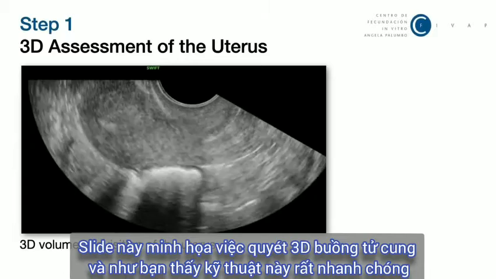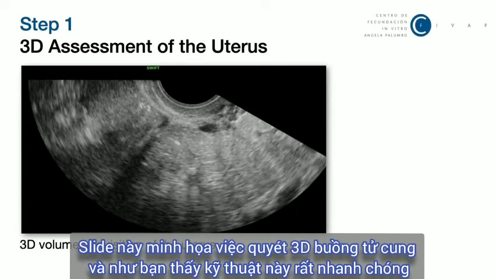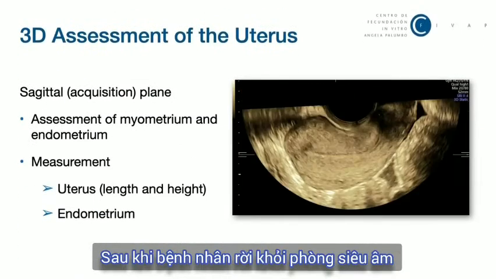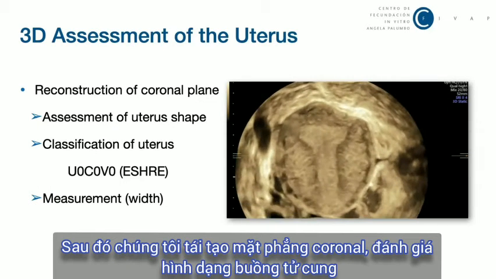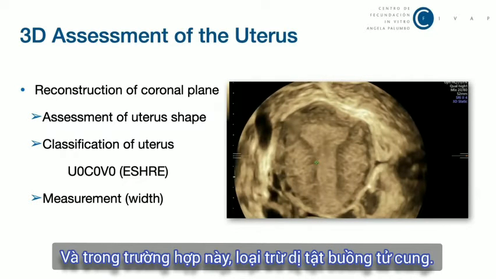This slide illustrates the acquisition of a uterine volume, and as you can see, it's a very quick procedure. After the patient leaves the ultrasound room, we take measurements on the sagittal plane and assess myometrium and endometrium. We then reconstruct the coronal plane, assess the uterine shape, and in this case, rule out the presence of uterine malformations.